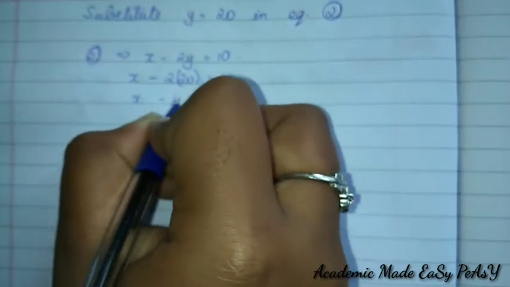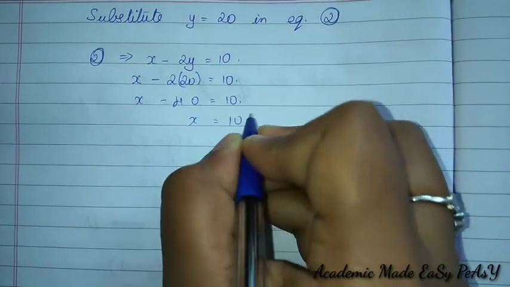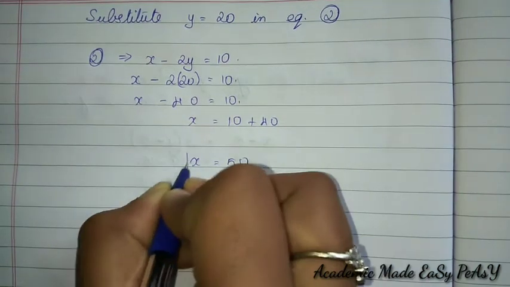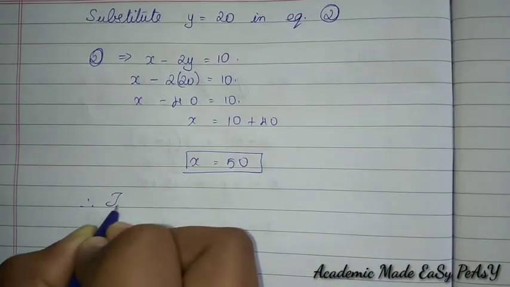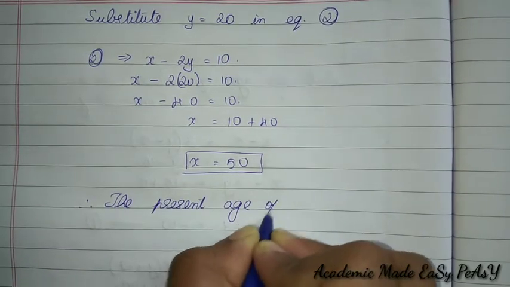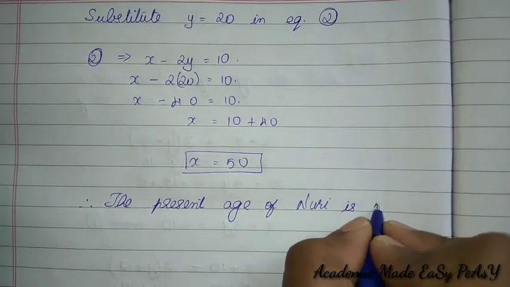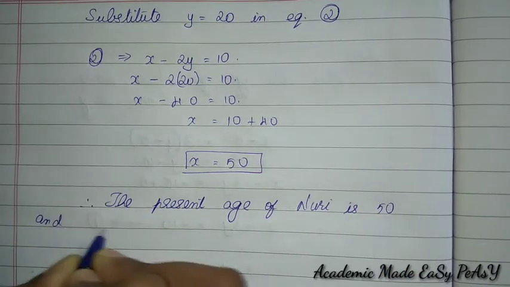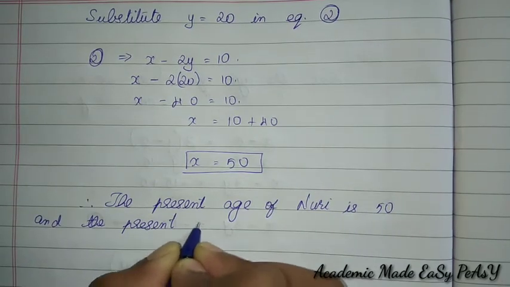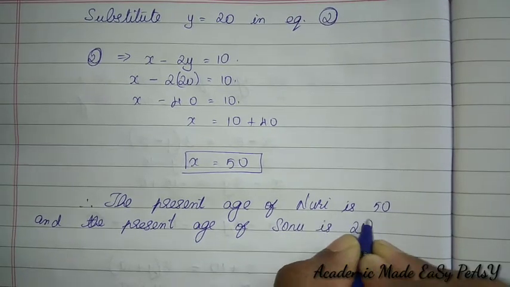So x minus 40 is equal to 10. So x is equal to 10, 40 goes to the other side. It becomes plus, so plus 40. So my x is equal to 50. So therefore, the present age of Nuri is x, so that is 50, and the present age of Sonu is 20.